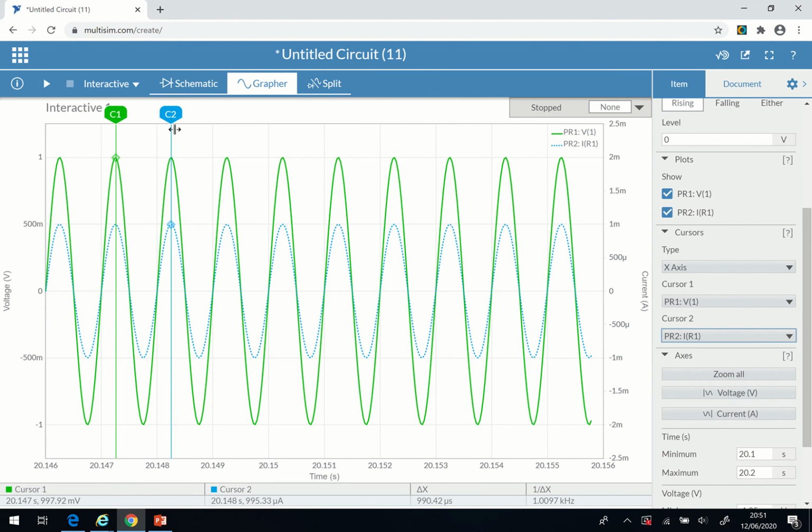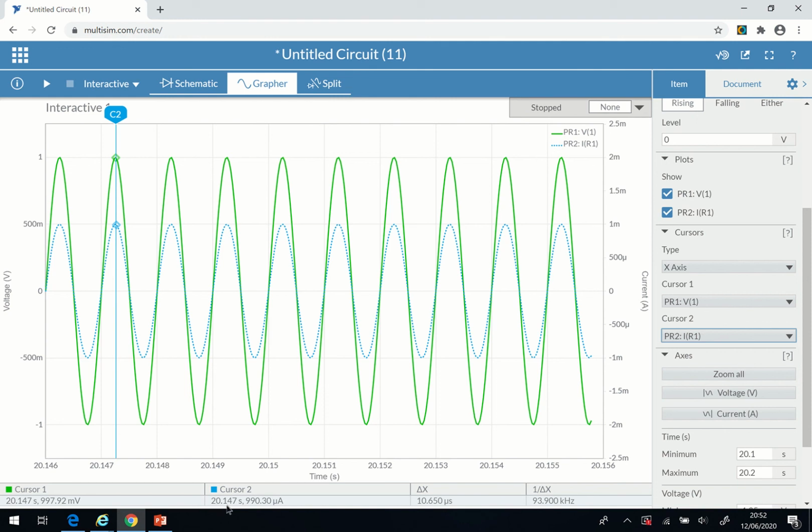Now let's see if they both rise and fall together. I'm going to take this one to this here, and they should all be in the same line. If we look at cursor 1, which is meant for the voltage, the time is 20.147, when it achieves its maximum value of 997.92 millivolts.